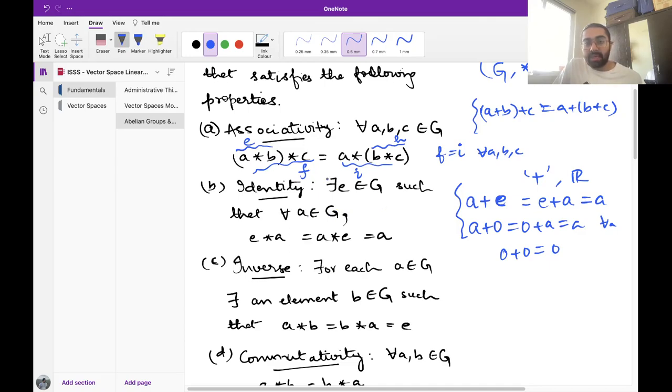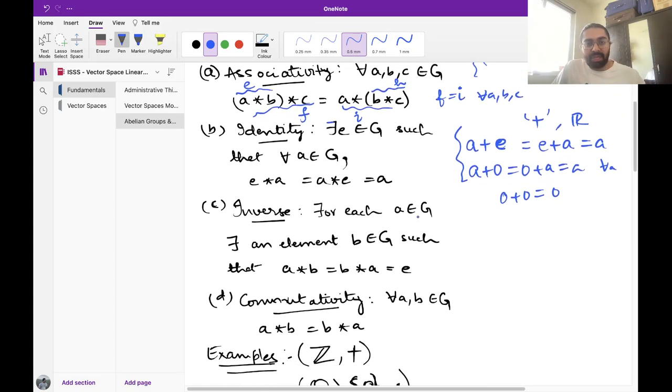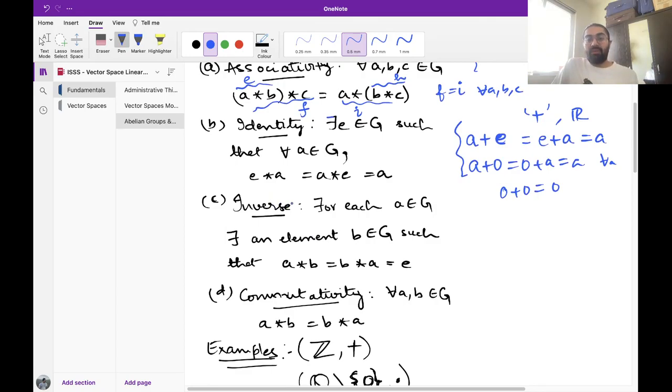So basically, in this property, we need to find out what this E is, right? For that particular operation, for the particular set G that we are choosing, what can be the element E such that this particular property holds true? That is what we need to look for. Okay, that's the second property.